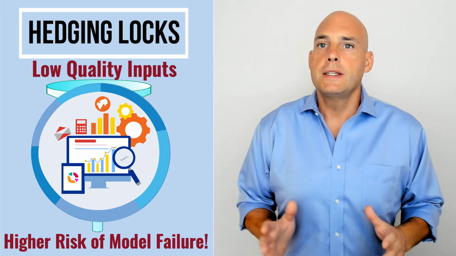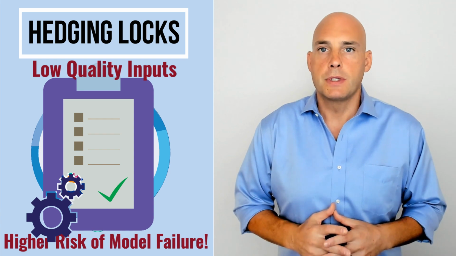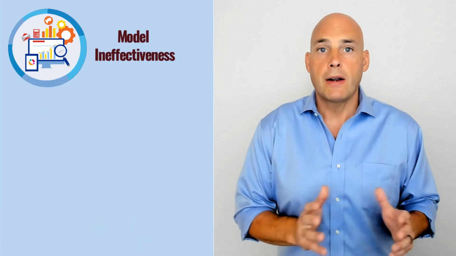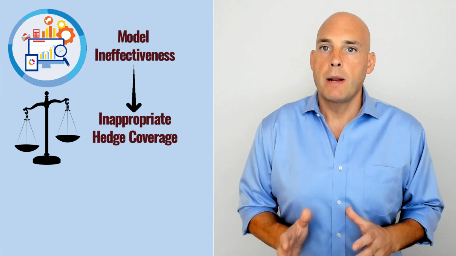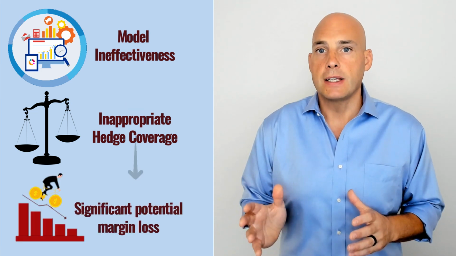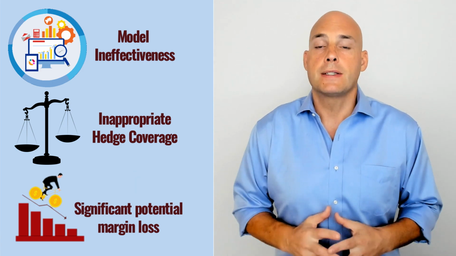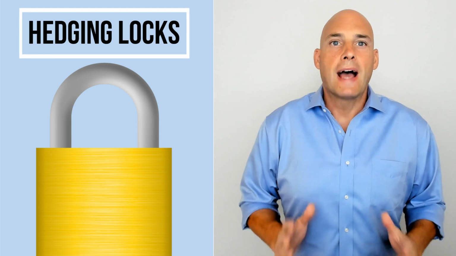While we won't go into detail here, most lock policies are specifically designed to proactively mitigate these potential issues. Remember, if the model isn't accurate, the hedger won't apply the right amount of coverage, leading to the position being unbalanced and the lender potentially sustaining significant margin losses, which will often either directly or indirectly impact the sales teams. All right, back to hedging locks.